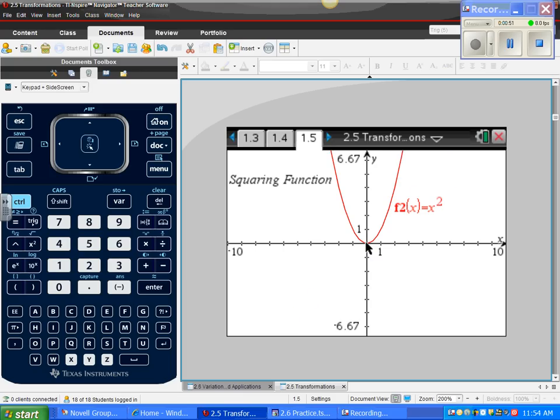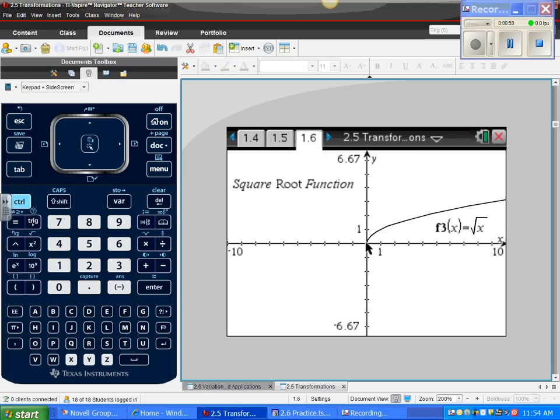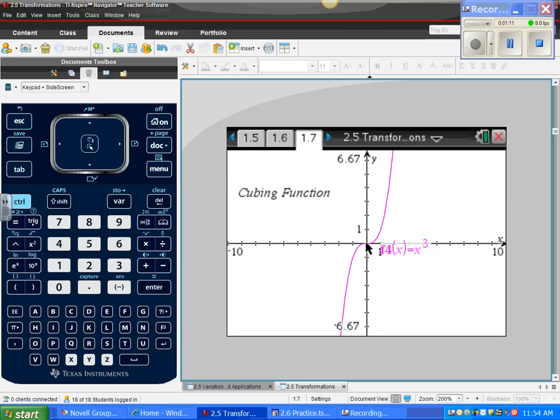Next one is your squaring function. You know this as a quadratic, right? This is our parabola. So our parent function would be a basic x squared. Square root function. They all take this general form, whether or not they've been moved around. This is, again, our parent function, starts at the origin. Cubing function kind of looks like this funky sideways extended S. So any cubic function will have this general form.